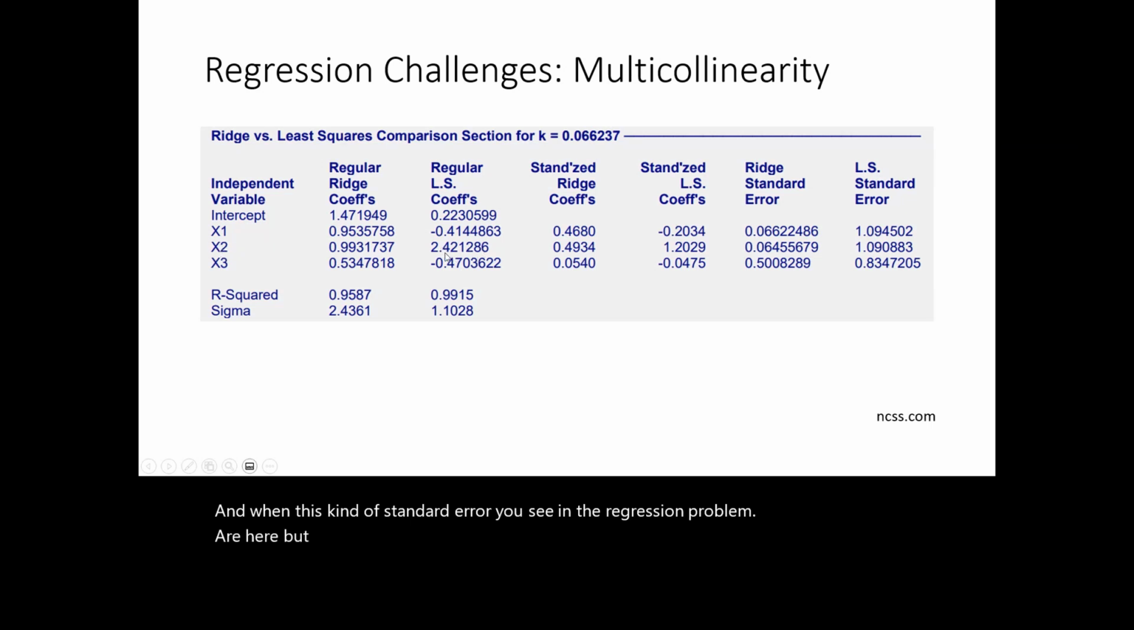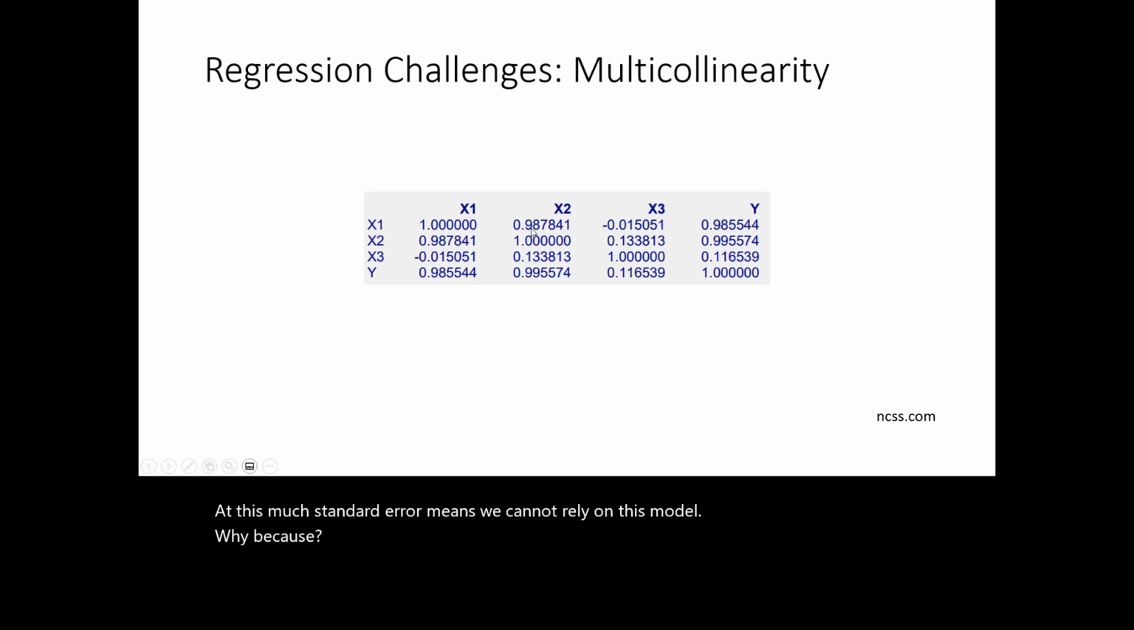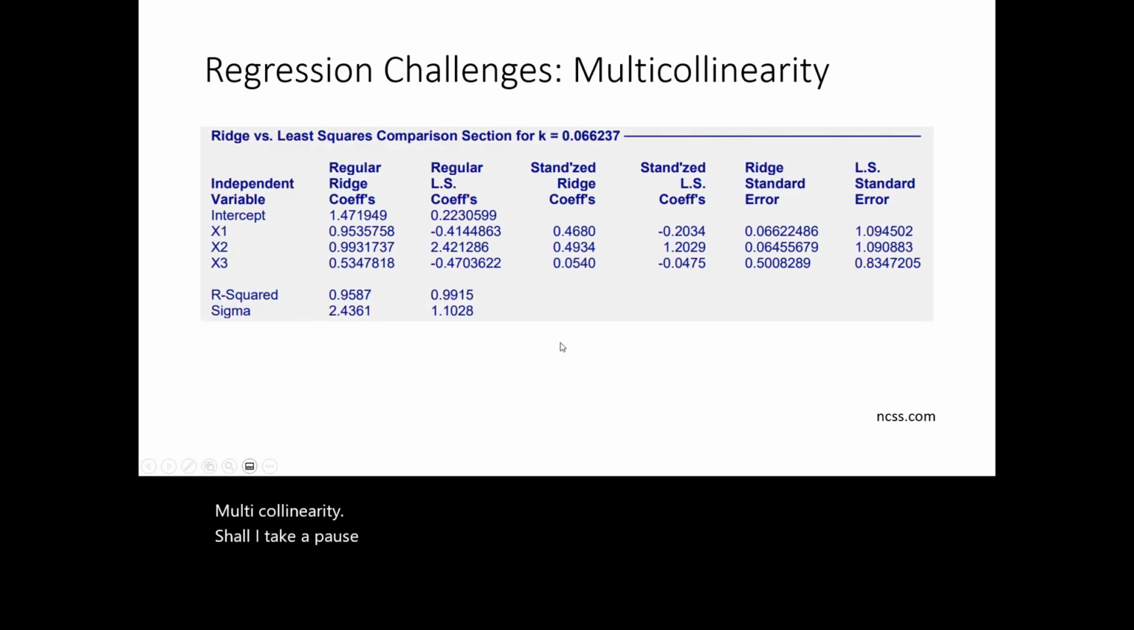And when you see this kind of standard error in the regression problem, coefficients are here, but looking at the coefficient is not the only thing. They are only usable if the error they can cause is little. This much standard error means we cannot rely on this model. Why? Because of multicollinearity. Shall I take a pause and let you think?